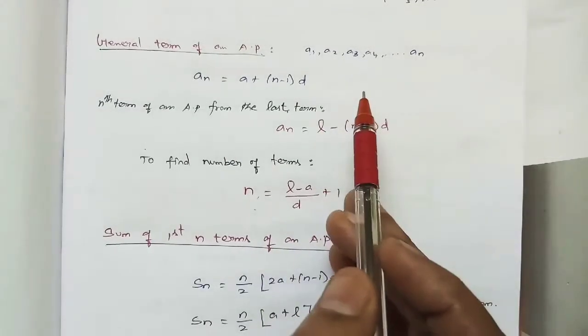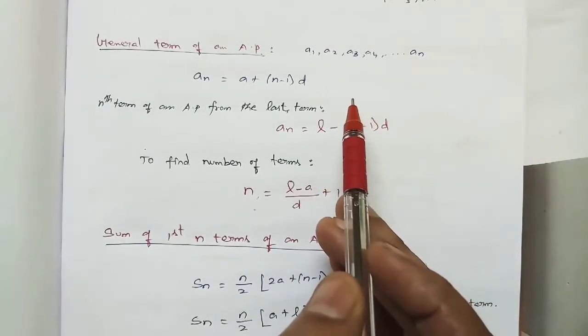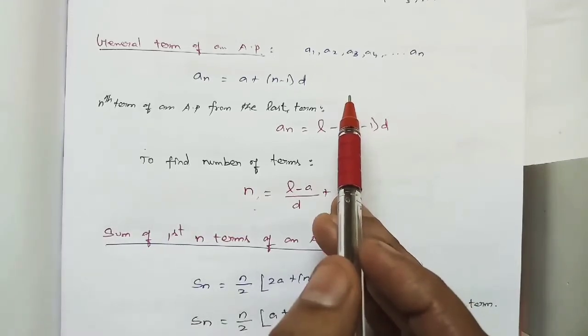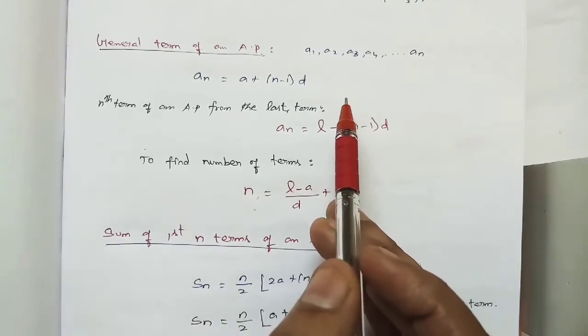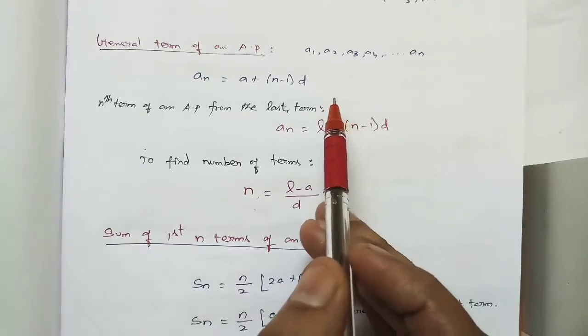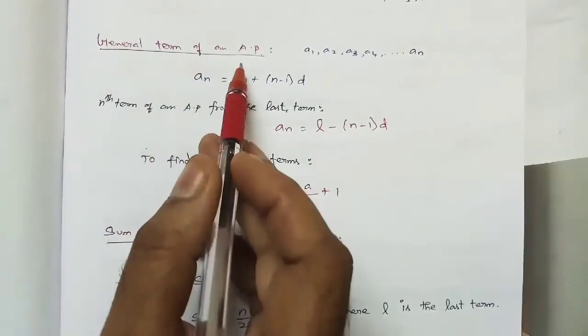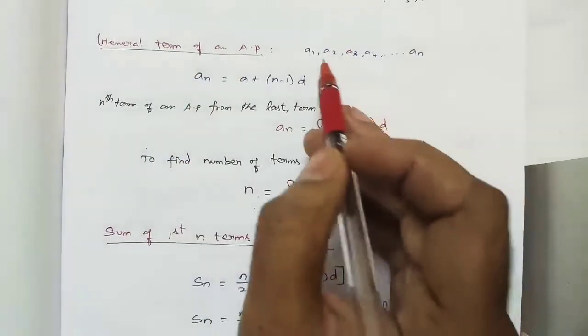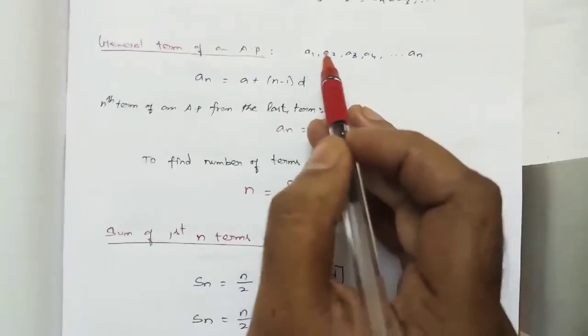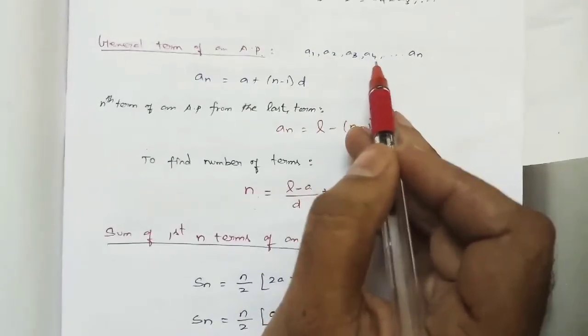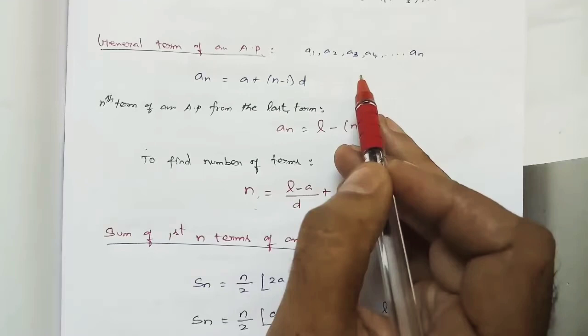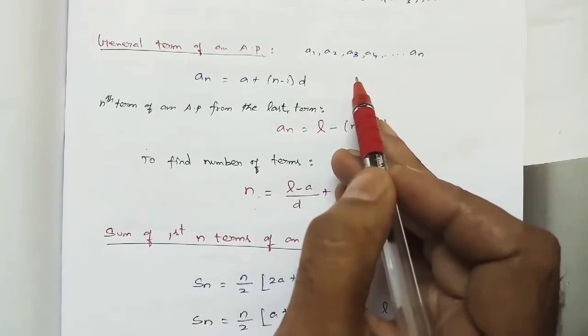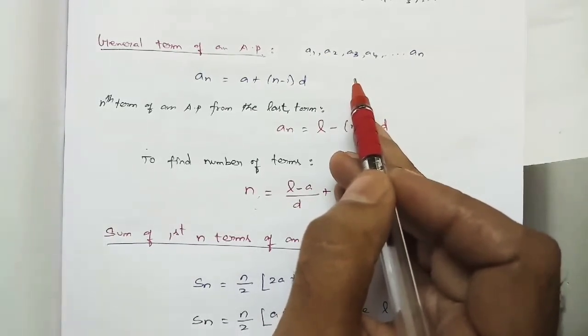Suppose they ask you to find a particular term. How are we denoting the general term? That is the nth term, right? The general term of an AP, or nth term. Suppose they give only the sequence, first term, second term, third term, and ask you to find the 7th term, or the 15th term, or the 49th term, right? How do we want to find it?